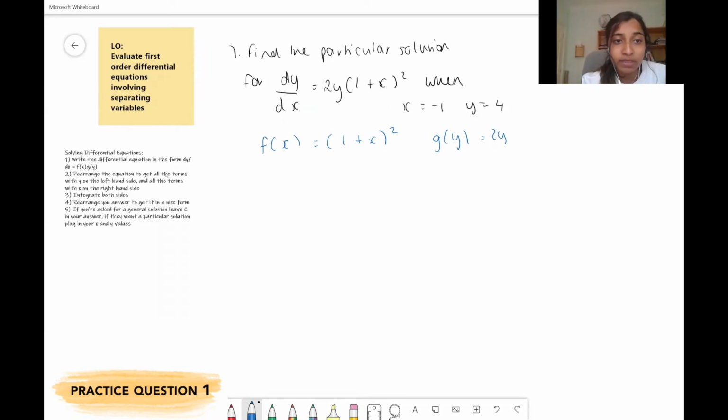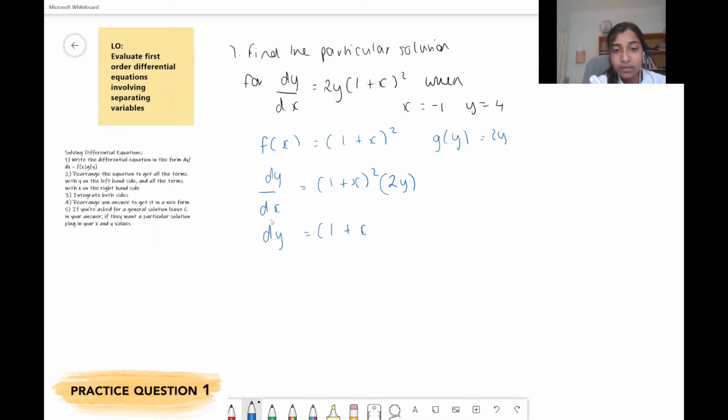So now that we've got our f of x and our g of y, we can rearrange the equation to get all the terms with y on the left-hand side and all the terms with x on the right-hand side. So if we do that, we have dy over dx is just equal to 1 plus x squared and 2y. So now we want to rearrange this to get our y's on one side and our x's on the other. So firstly, if we multiply everything by dx, we get dy is equal to 1 plus x squared times 2y times dx.